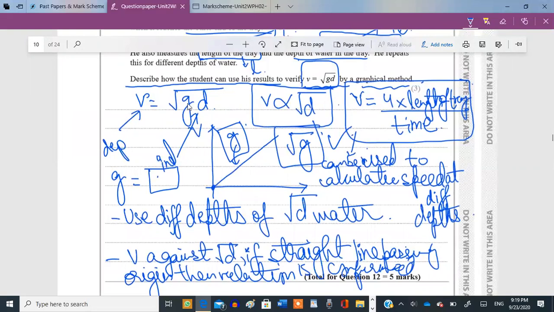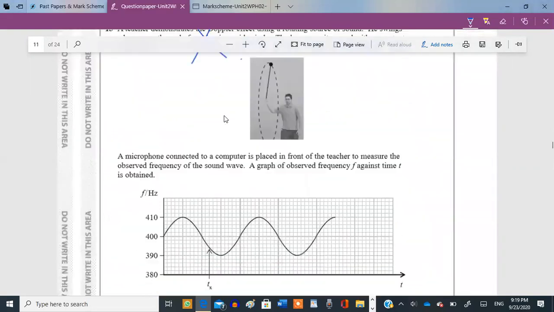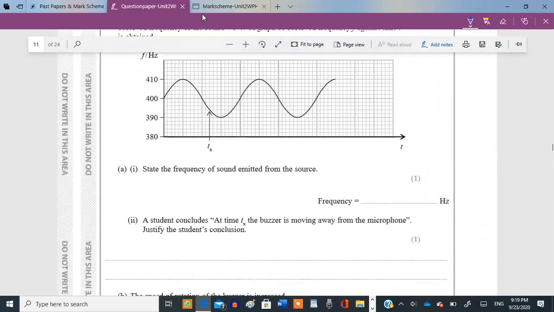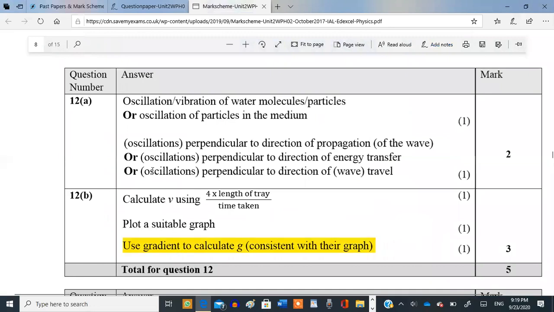A teacher demonstrates Doppler's effect. Okay, not a part of the syllabus anymore, so we can skip it. Also, can we see the mark scheme for that answer? Yeah, it's right over here. This one. Oh, okay. Should I move on? Oh, right. Yep.